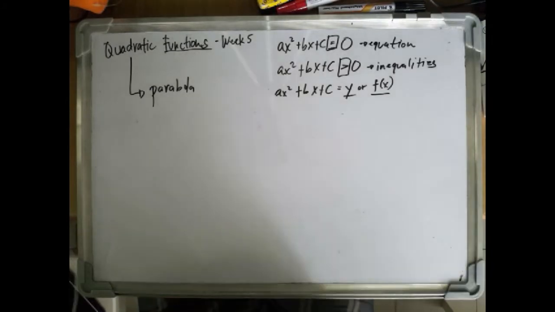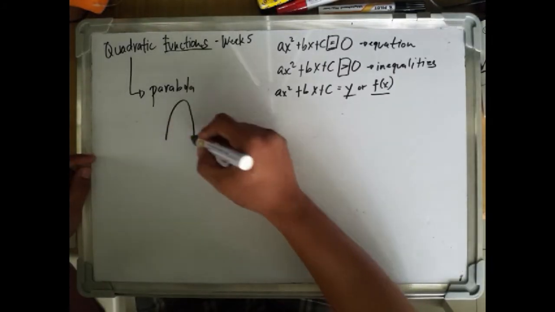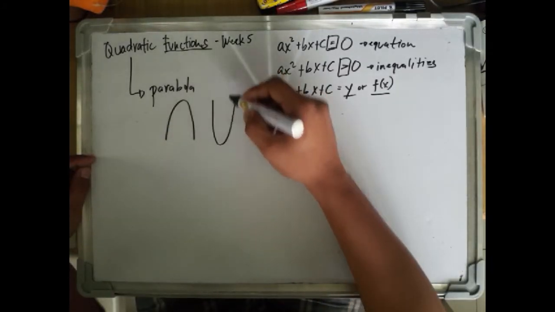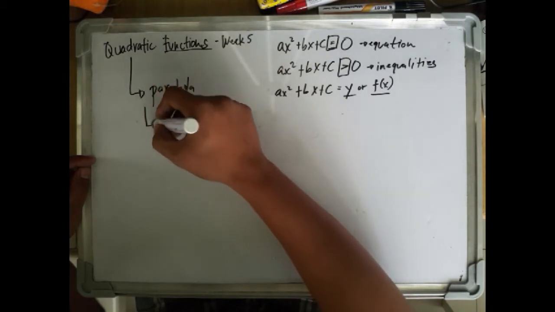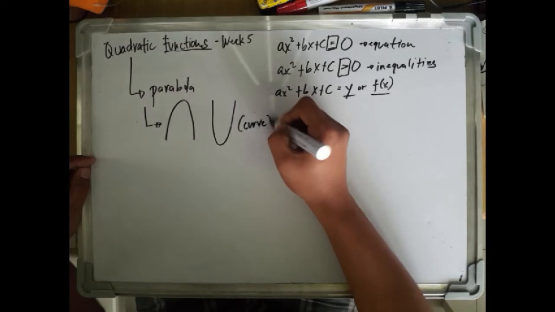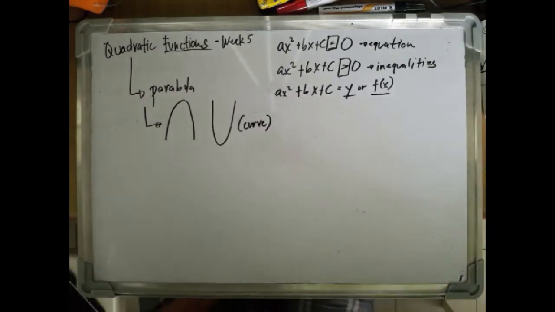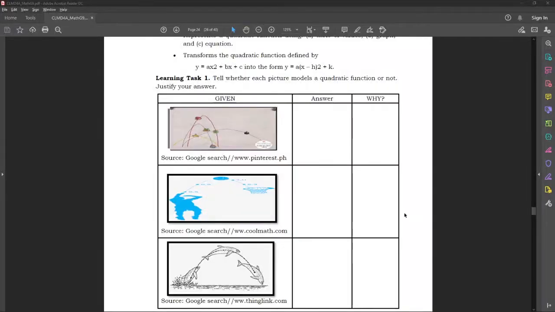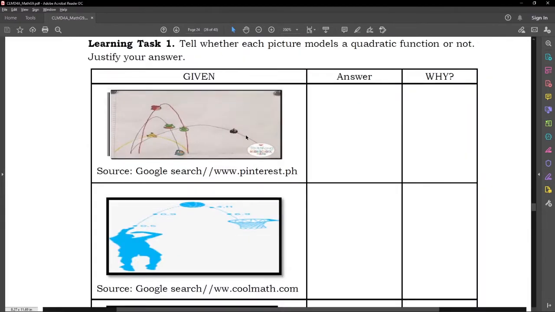Ang parabola ay pa-curve. It's either pa ganito or pa ganito. So isa siyang curve. Ibig sabihin, pag nakakita tayo sa tunay na buhay ng curve, masasabi natin siya ay isang parabola, just like these examples. Ito, parabola siya. Familiar ba sa larong yan? Yung larong yan ay yung Angry Birds. Makikita natin, parabola siya.